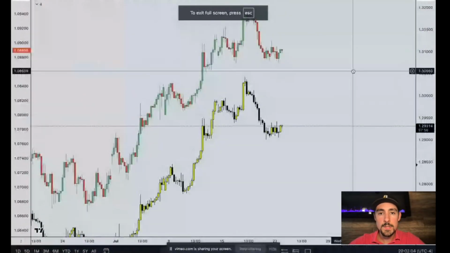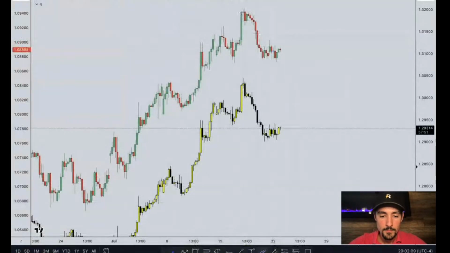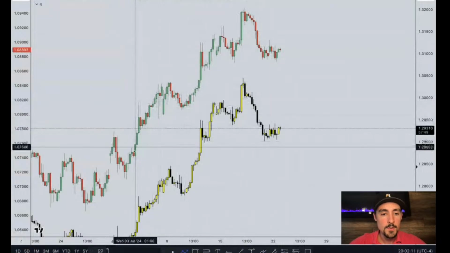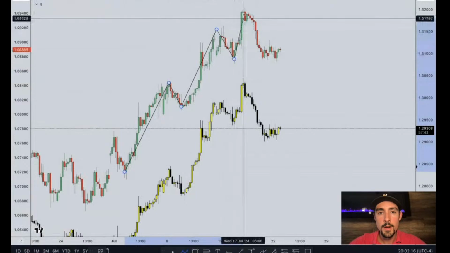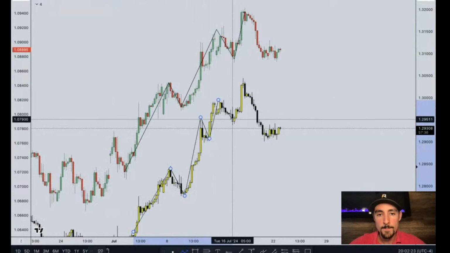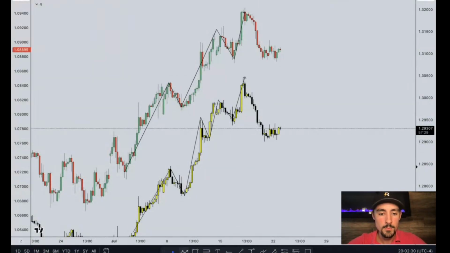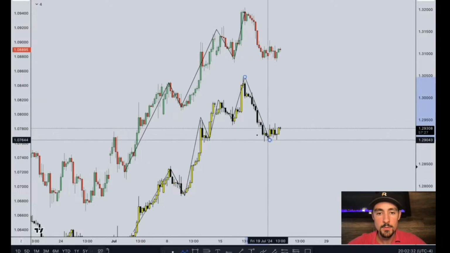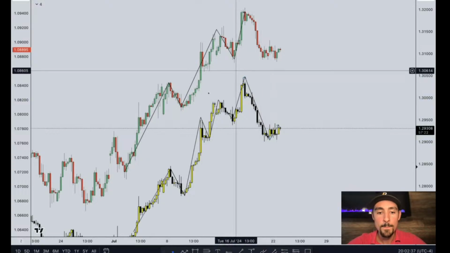Okay, we can see that for Euro USD, we're creating these higher highs and higher lows, just as GBP USD is creating these higher highs and higher lows. Just about every higher high and higher low is in sync with one another. But take a look what happens here. GBP USD goes, and we see a market structure shift. And now here we are.